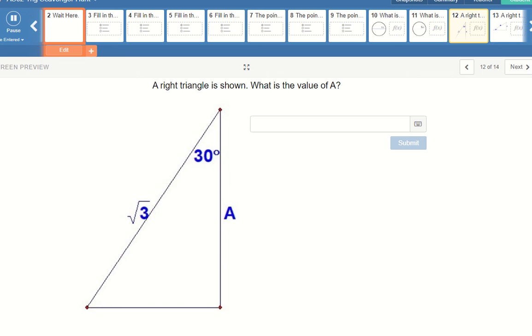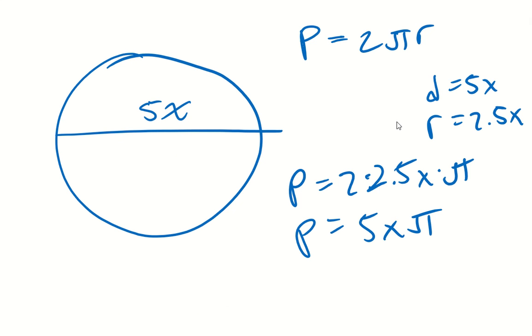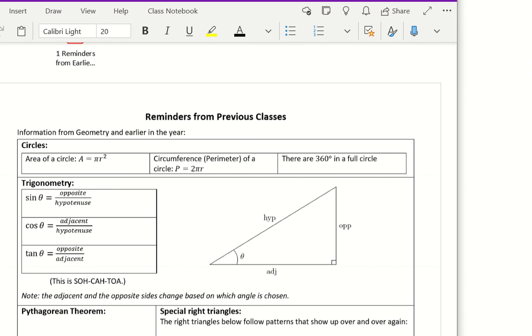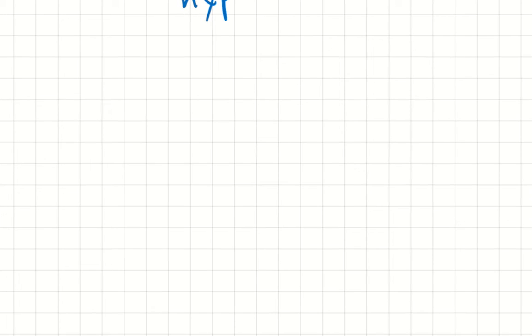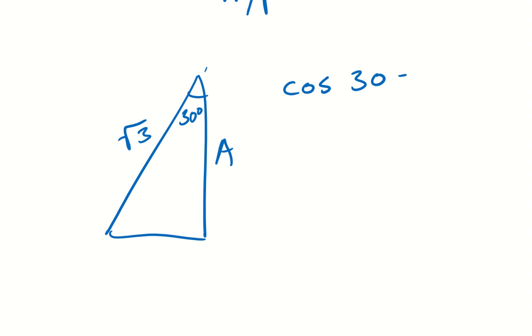So if we remember SOHCAHTOA, CAH is cosine is adjacent over hypotenuse. And again, that is in your notes here if you need a reminder. So cosine equals adjacent over hypotenuse. We've got cosine of 30 equals A over the square root of 3.